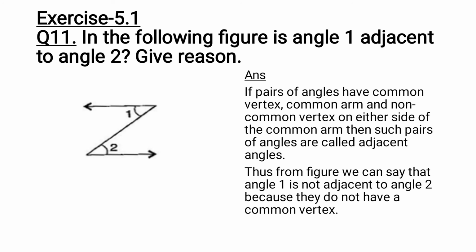Give reason. Well, if we go by the definition, if pairs of angles have a common vertex, a common arm and non-common arms on either side of the common arm, then such pairs are called adjacent angles. Thus, from the figure, we can say that angle 1 is not adjacent to angle 2 because they do not have a common vertex.